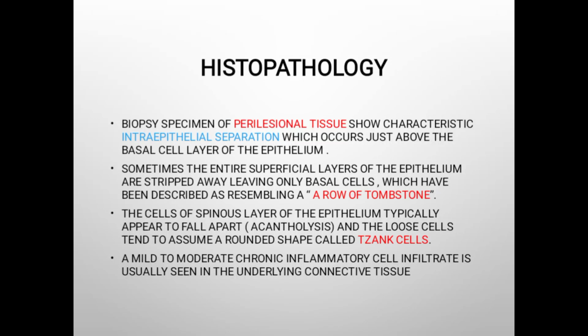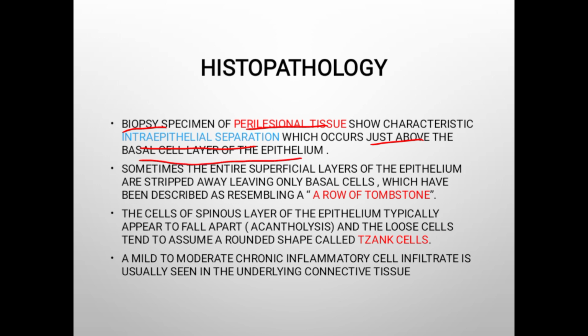Histology of pemphigus vulgaris is very important. Actually, you should know it. Main points: when the patient has pemphigus vulgaris, to diagnose, we take a biopsy. So, in the perilesional tissue, there's a cystic intraepithelial separation. Basically, it occurs above the basal cell layers of the epithelium.